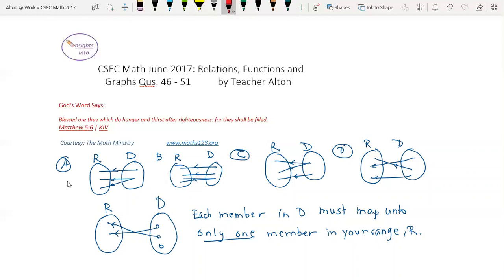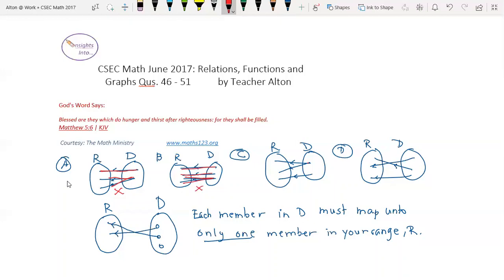So remember, your domain are those members on the right. So yes, this is correct. This member is only mapped onto one. But look at this member here. It's mapped onto 1, 2. So this is not a function. This satisfies the first part, second part, but look at the last one here. It's mapped onto 2, 1, 2. So therefore, this is not a function.